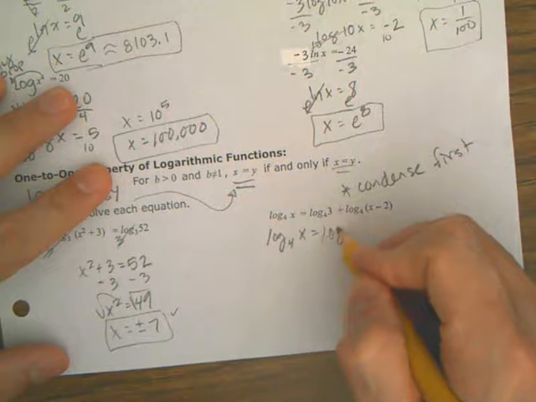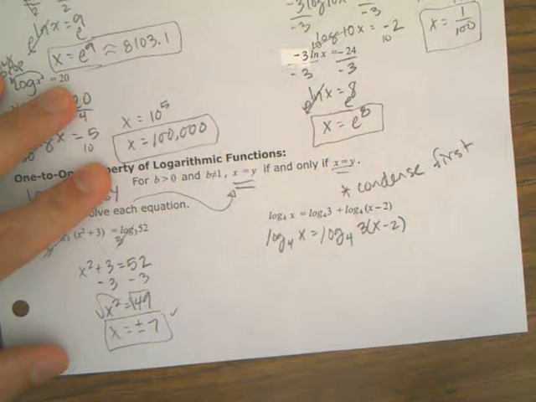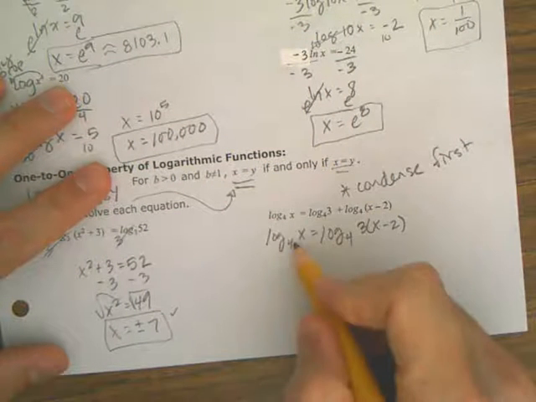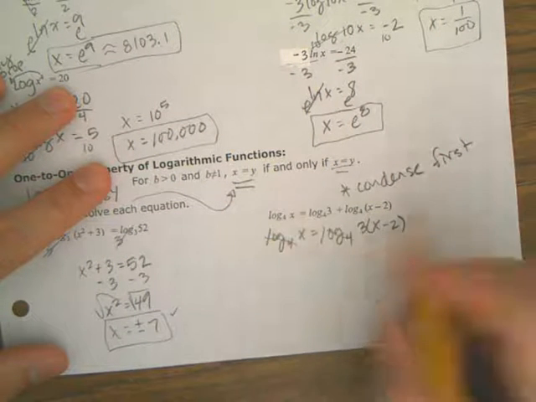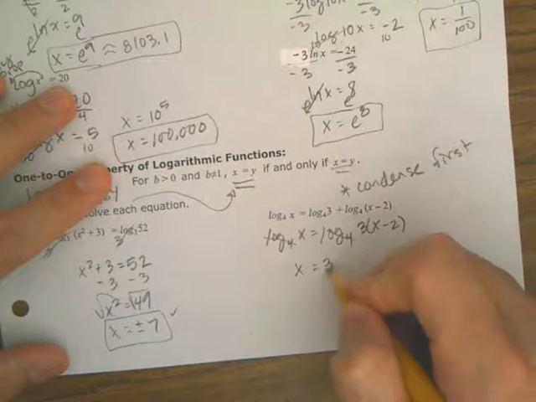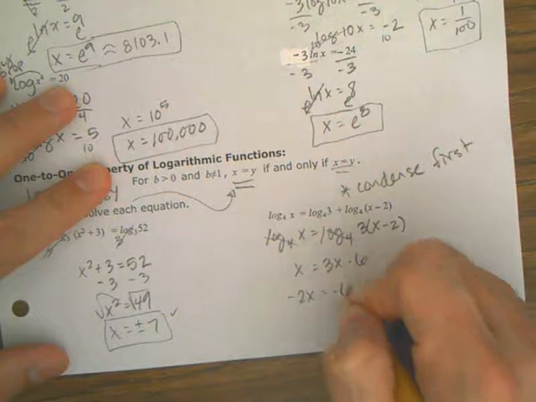And again, when you raise both sides to 4, the log base 4 goes away. I'm just going to do that from now on. x equals 3x minus 2. Distribute, 3x minus 6. Subtract 3x, negative 2x equals negative 6. Divide, x equals 3. Plug it in. It works. Excellent.